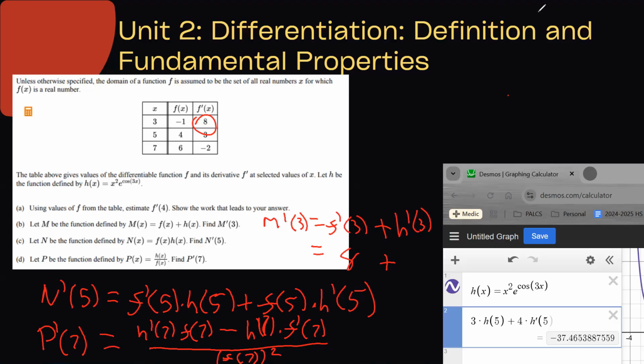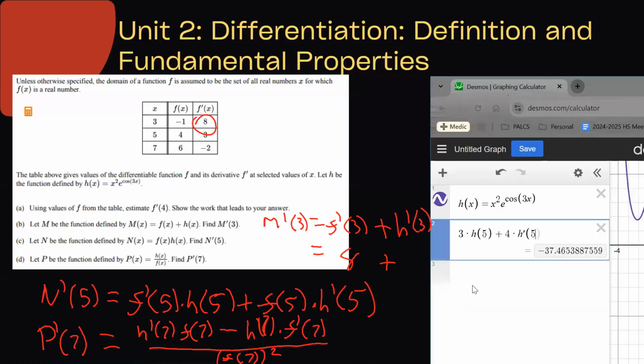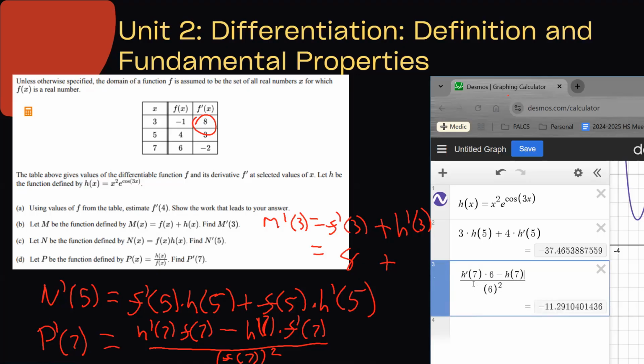Again, we could use Desmos to simply evaluate this. We just have to be a little bit careful here. Start off with a fraction in the denominator. We'll square that. F of 7 is 6, so we square that. The numerator is h prime of 7 times f of 7, which is 6, minus h of 7 times f prime of 7, which is -2. So we get our final answer, negative 8.93 if we round to 3 decimal places.